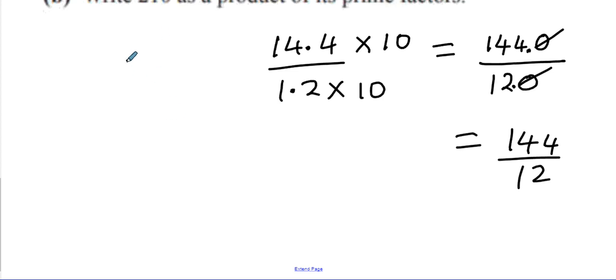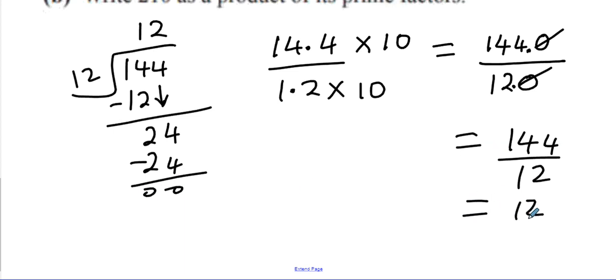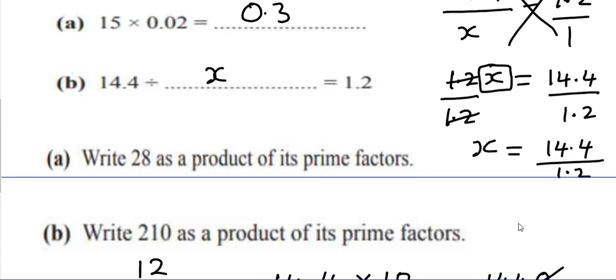Use the long division method: 144 divided by 12. 1 divided by 12 is not possible. 14 divided by 12 becomes 1. 12, subtract, what is the remainder? The remainder is 2. Drop this 4, that is 24 divided by 12. The answer is 2. So this becomes 24, the remainder is 0. So 144 divided by 12, the answer is 12. So here, the value of x is 12.